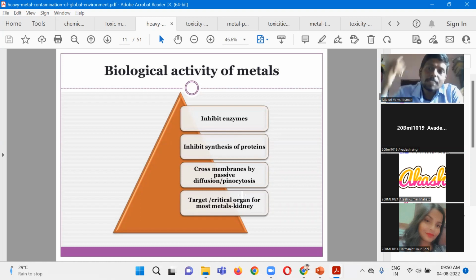Why are other metals not dangerous, and why are only some metals dangerous? Okay, now these things we can answer.